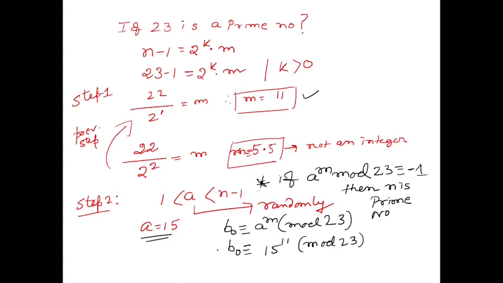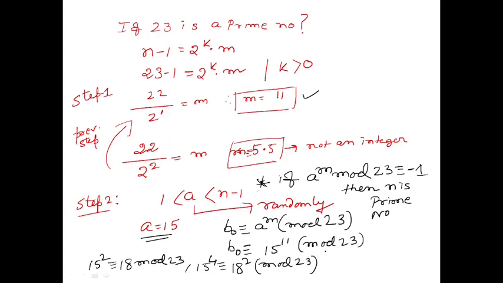Okay, this is what we are finding. So first we will calculate b0. So b0 is 15 to the power 11 mod 23. How much is it? Basically 15 square is congruent to 18 mod 23. Then 15 to the power 4 is congruent to 18 square mod 23.